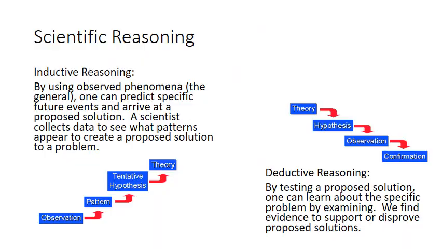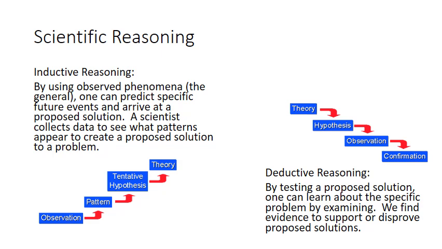Now, the scientific method is what's termed a deductive process. There's two types of reasoning: inductive reasoning and deductive reasoning. Inductive reasoning is where you use observed phenomena to predict future events. Did the sun come up this morning? Yes. You didn't see it, but it's definitely up. Did it come up yesterday? The day before, the day before, the day before. There's a pattern of sunrise. So what's going to happen tomorrow? The sun's going to rise. That's inductive reasoning. We're looking at a pattern, and then we make a general statement about it.